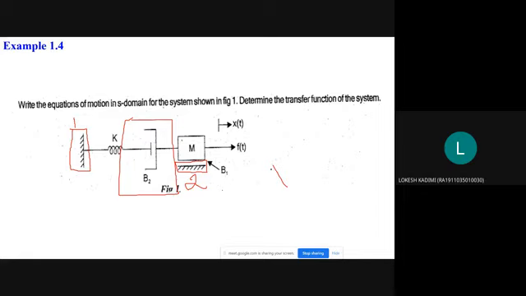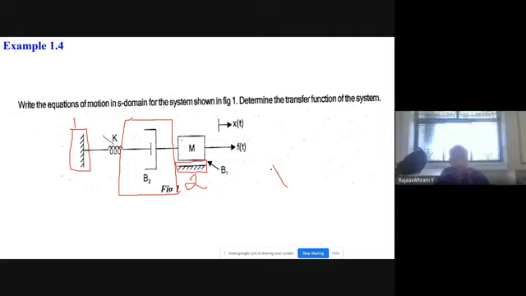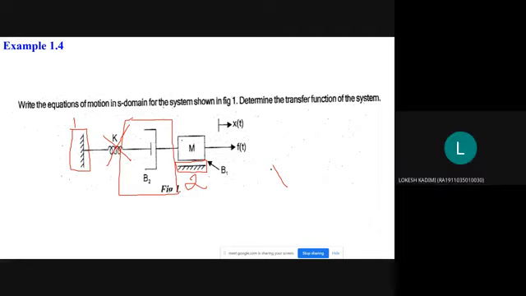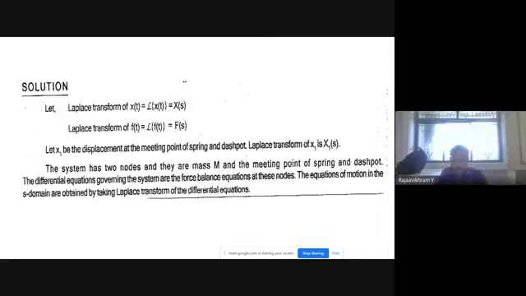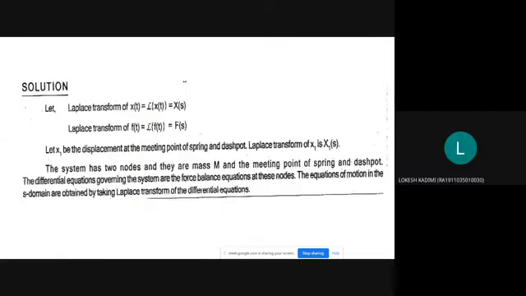If suppose in this question K is not present, do we have to consider the reference point or not? If K is 0 and B is present, you have to consider the first reference, and B as well as M. So that is what we discussed in the example today. You understand? Shall I go to the rotational system? Yes, sir, understood.